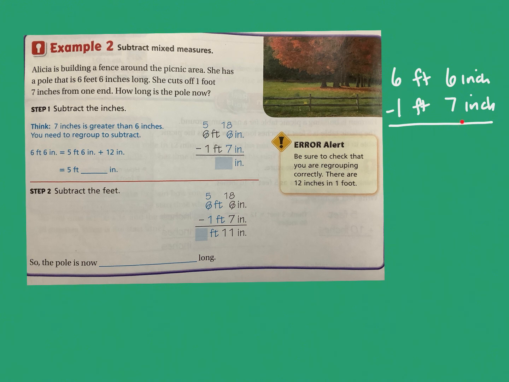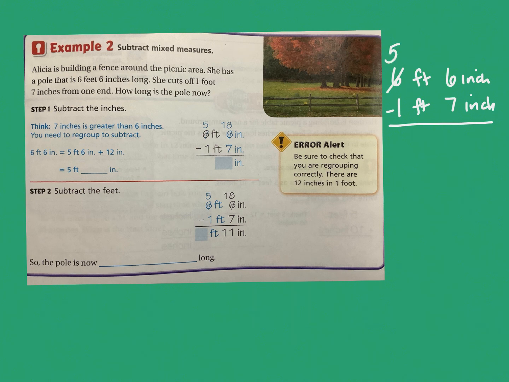We would start by subtracting the inches. 6 inches minus 7 inches, and oh no, that's not going to happen. If I have 6 inches, you can't cut 7 inches off of that, right? Remember, we do know how many inches are in a foot, so we're going to take one of these feet.